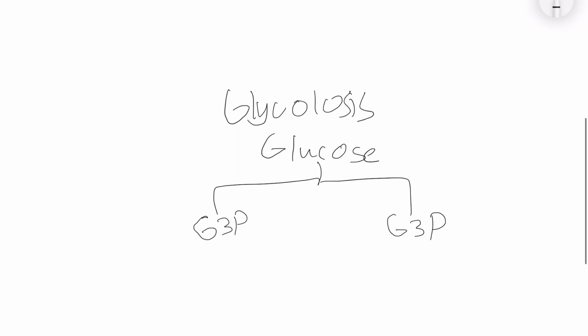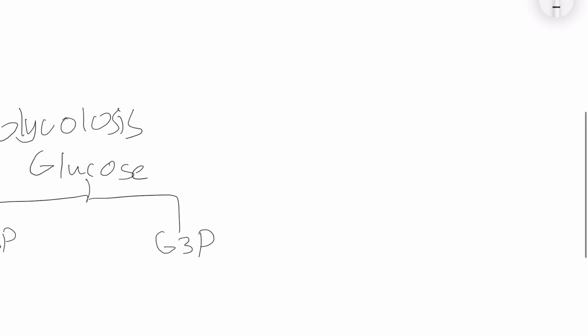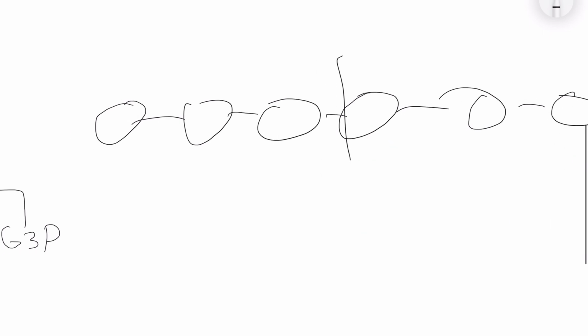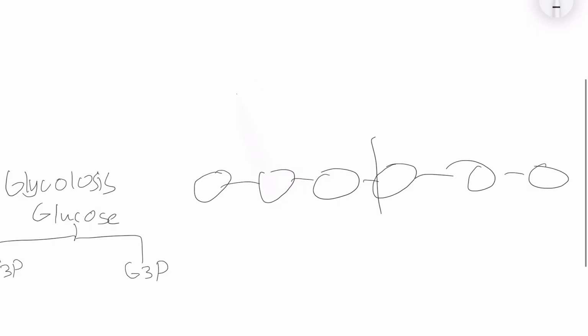And you might be wondering, how do we split it up? So to do that, since glucose is a 6-carbon molecule, we're going to cut it in half here with an investment of 2 ATPs. So right here, we lose 2 ATPs.